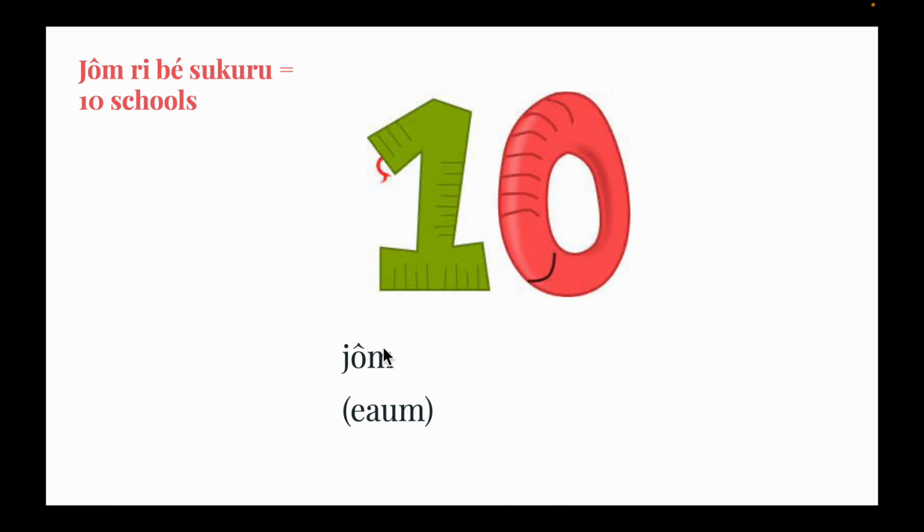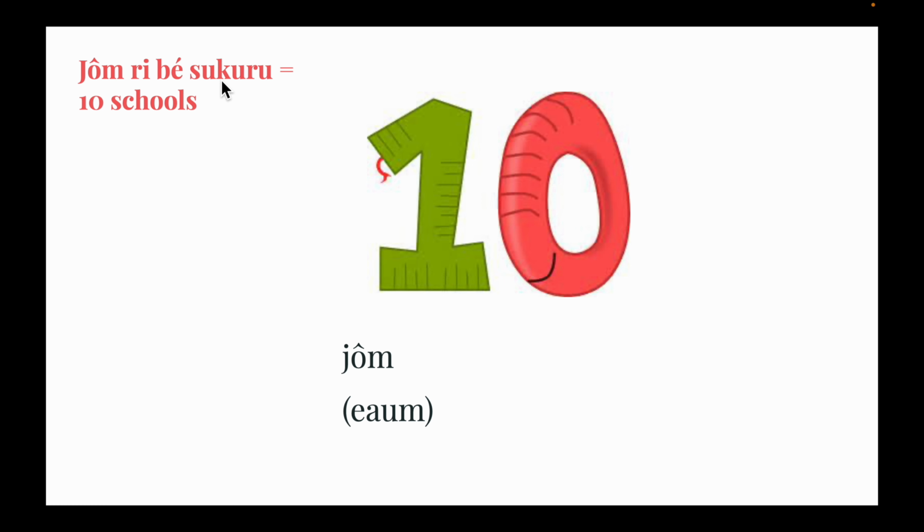To say 10 in Bassa'a is jom. New word alert. School, 1 school is sukuru. To say school in Bassa'a, you say sukuru. Now, if you want to say 10 schools, you will say jomribe sukuru. Jomribe sukuru. Jom, 10, ribe, sukuru, school.